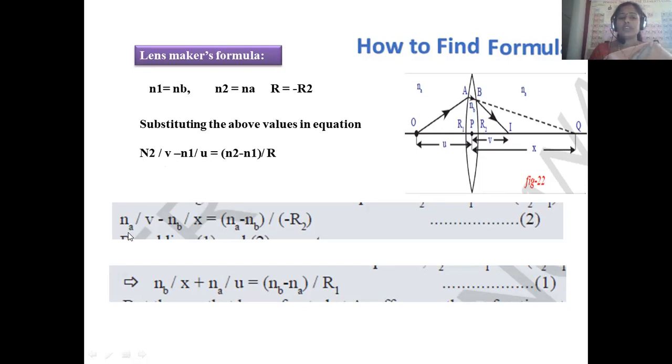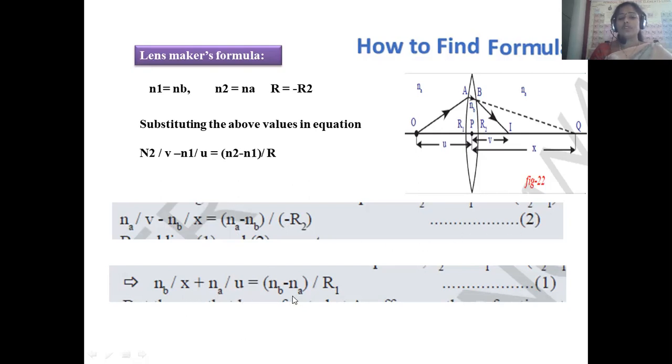N2 is nothing but NA, so NA by V can be taken. N1 is NB, so NB by X can be taken, U being taken as X here. Then R is taken as minus R2, so NA minus NB by minus R2 can be taken here. Incorporating all the terms, this is for the concave lens with image formation at point I. So NA by V minus NB by X is equal to NA minus NB by minus R2. This is equation number 2.